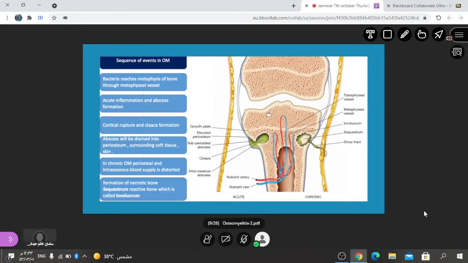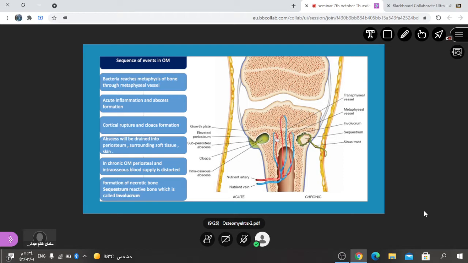Now, what actually happens in osteomyelitis? Before I start, I would like to explain something. We have something here called the transphysial vessels. These transphysial vessels are connecting the metaphysis with the epiphysis of long bones. These vessels are only present in adults and infants less than 18 months.